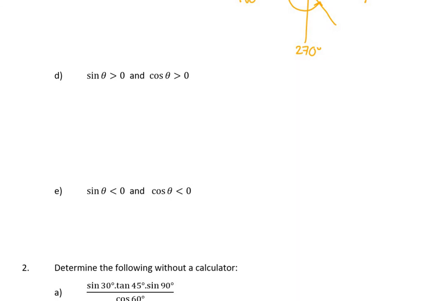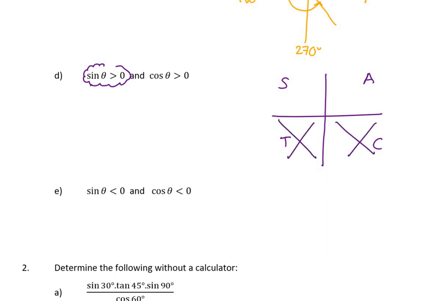Right, on to these last two. Where is sine positive and cos positive? Well, all stations to Cape Town. Where is sine greater than 0? Can't be in quadrant 3, can't be in quadrant 4. So this would be in quadrant 1 or 2, but at the same time, cos has to be positive. So if cos has to be positive, it means that I cannot be there. So this quadrant 2 is no longer possible, and therefore my answer to this is quadrant 1.